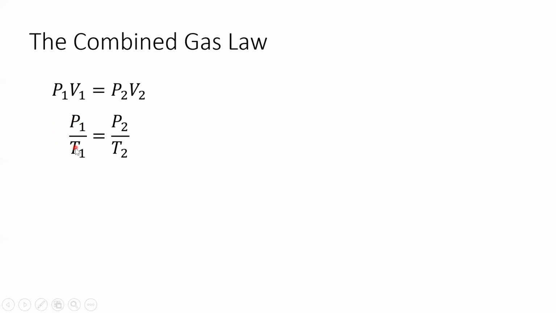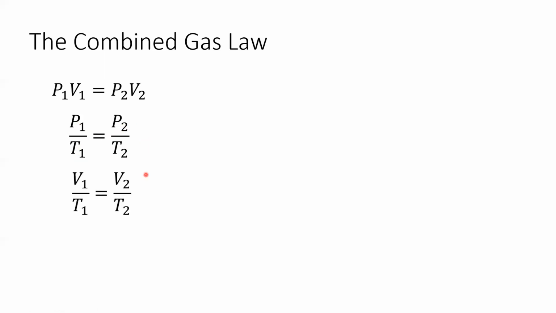And if we have an initial and a final set of information, we'd have a relationship like this for our Gay-Lussac's. So we've got P1 over T1 equals P2 over T2. Again, the P's meaning pressures, the T's meaning temperatures, and the ones mean the initial pressure and temperature, and the twos meaning the final pressure and temperature.